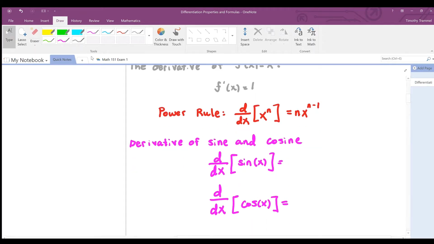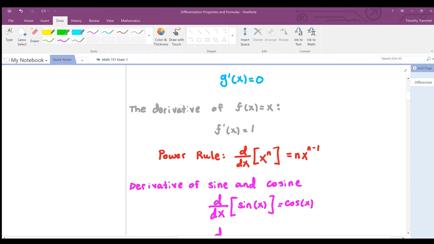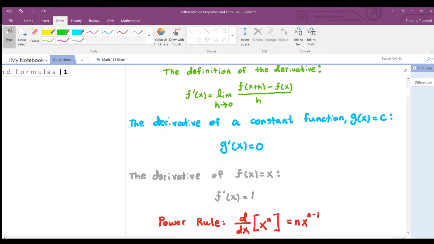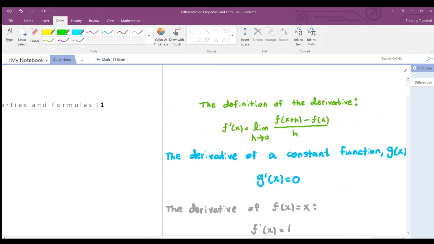And then we have derivatives here for sine and cosine. The derivative of sine of x is cosine of x, and the derivative of cosine of x is minus sine of x. Again, we can use these now for the rest of the quarter. And we're going to come up with more of them, more of these that'll make taking derivatives easier.